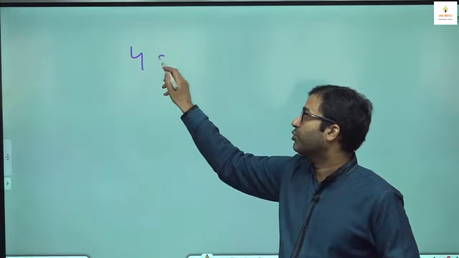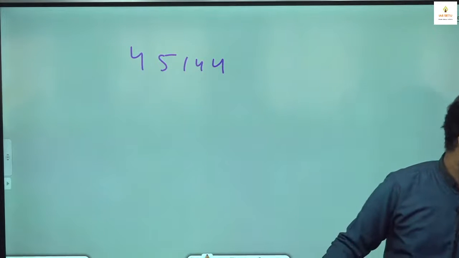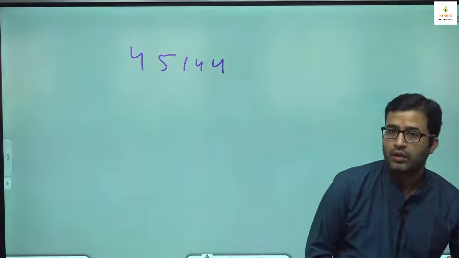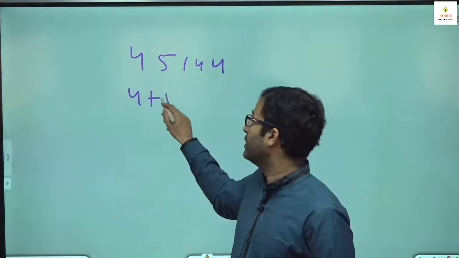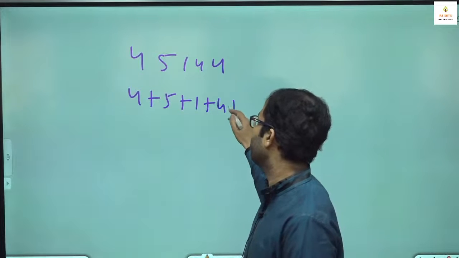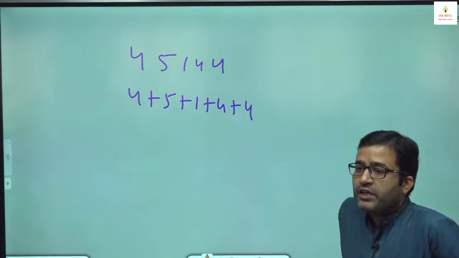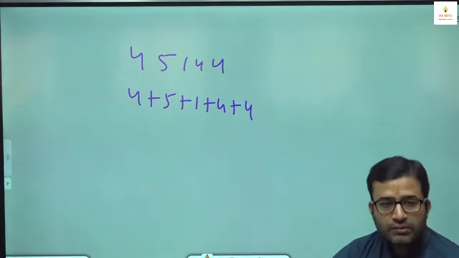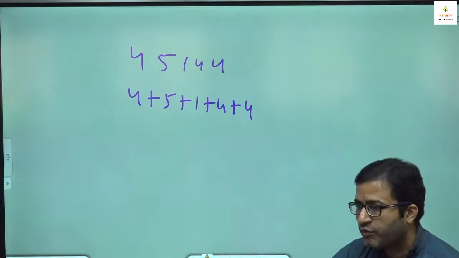Like we check 45,144. So we will take sum of the digit. So this is 4 plus 5 plus 1 plus 4 plus 4. 4 plus 5, 9, 10, 14, 18. If this 18 is divisible by 3, yes. So it means this complete number is divisible by 3. Sum of the digit we check.